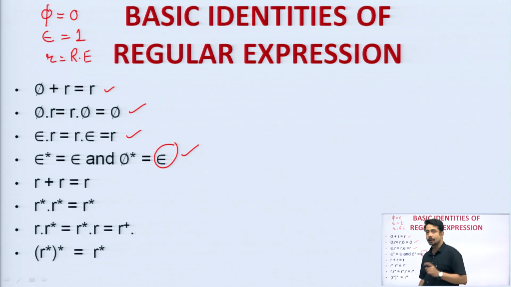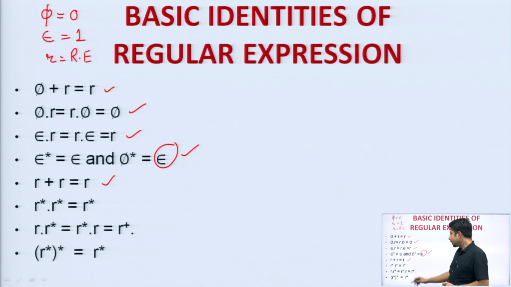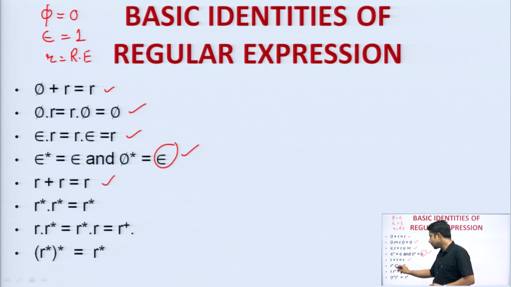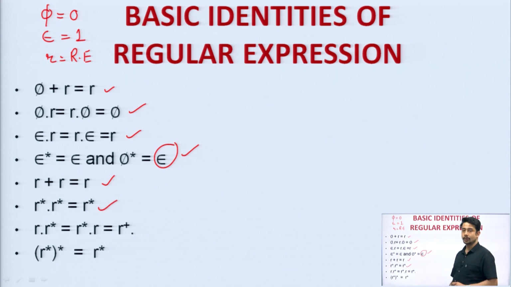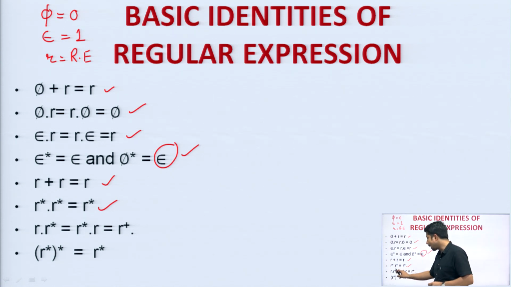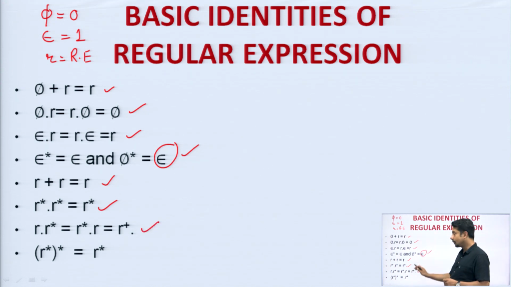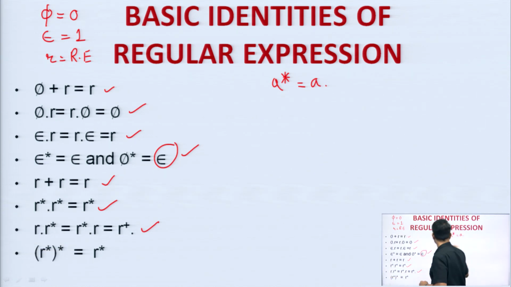Next, r + r will give you r only. Then r star . r star will give you r star only, because the Kleene closure gives 0 to infinite terms. Then r . r star = r star . r = r plus. I think we know this expression from the initial videos. a star means what? a plus means what?